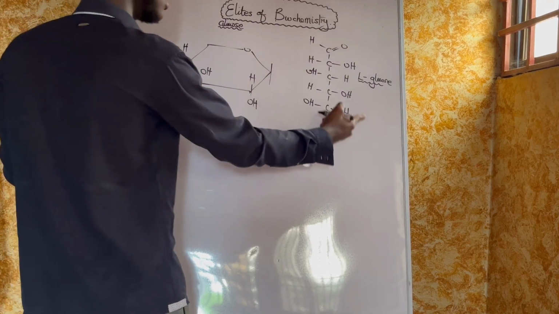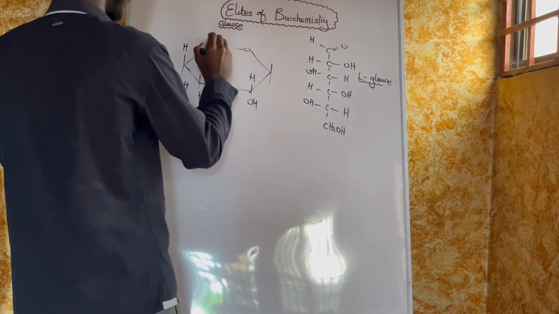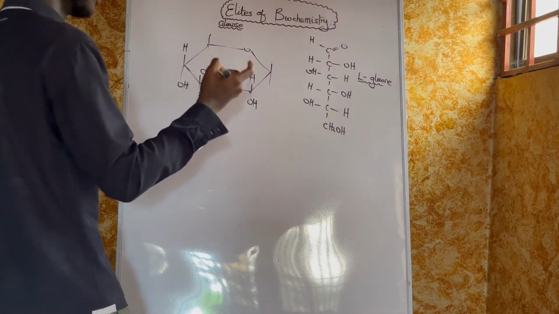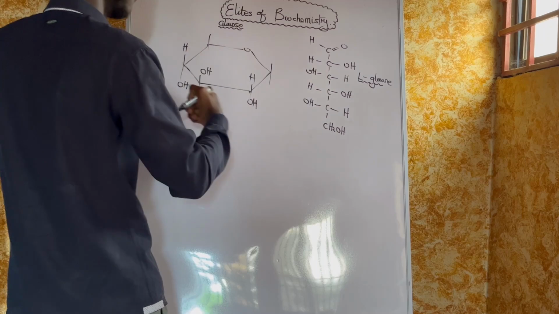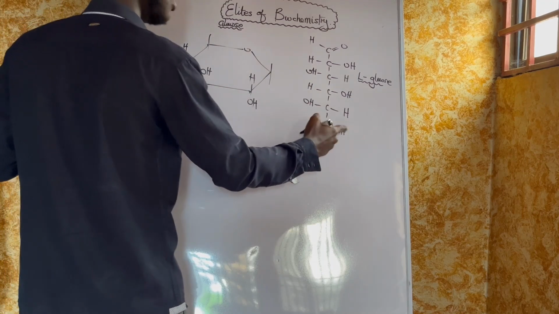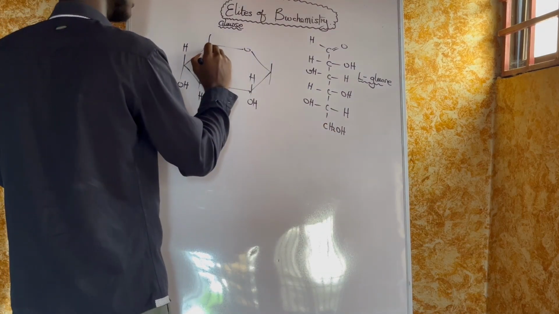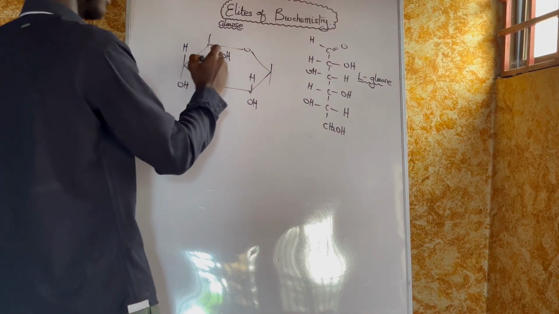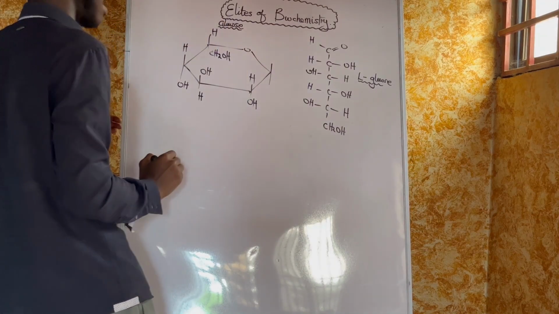Now, because this one is an L sugar, in the cyclic form, like I said earlier at the beginning of the video, if you are considering it to be L or D in terms of the cyclic form, you are going to check out the CH2OH. If the CH2OH is at the down or at the bottom, something like this, then this one is an L sugar, and definitely here will be hydrogen.